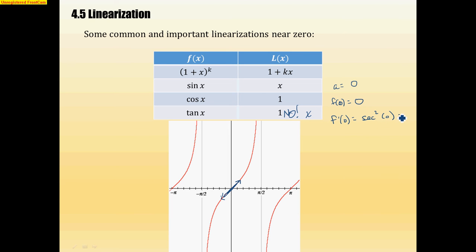So what is the equation of the linearization of tangent? It is f of a, which is a is again 0, 0 plus f prime of a times x minus a. And of course, that simplifies to x.